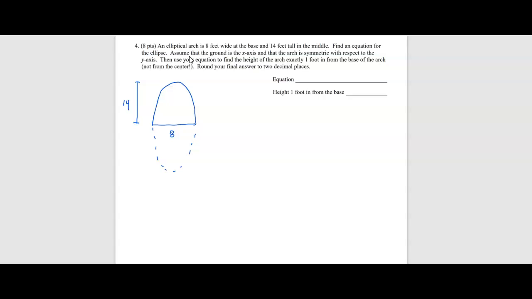We want to find an equation for the ellipse. Now the equation of an ellipse is (x minus h) squared over a squared or b squared, plus (y minus k) squared over the other one, equals 1. In this case, this is a taller one, so the a squared would be under the y term and the b squared would be under the x term. In general, the a is the longest distance. In this case, it's the y distance.